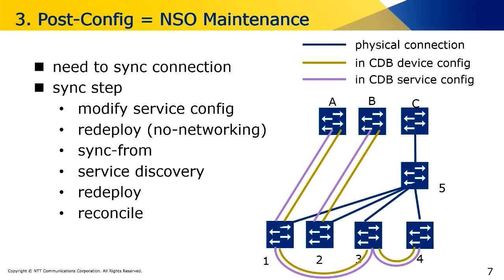The third step, post-configuration, is equal to NSO maintenance. In this step, we set physical connections correctly. As I said before, we did 3 operations to set ref count correctly. This figure shows physical connection and CDB state. Before we start synchronizing status, CDB config shows incorrect topology. So we fit service config to the physical connection.